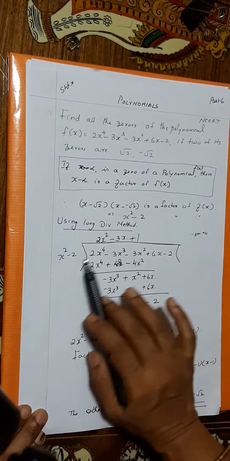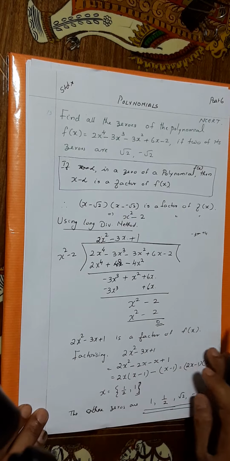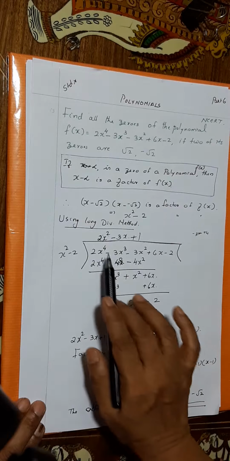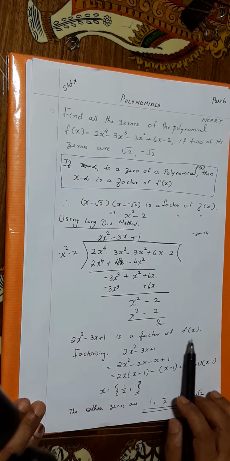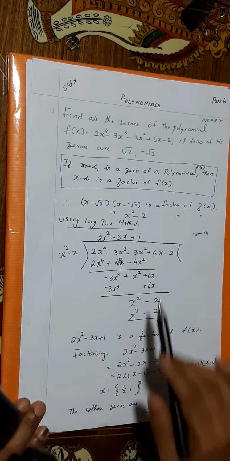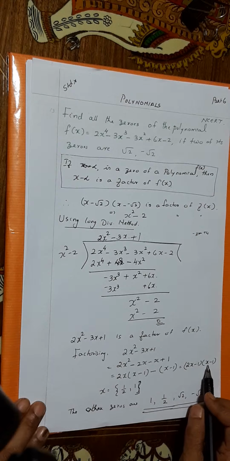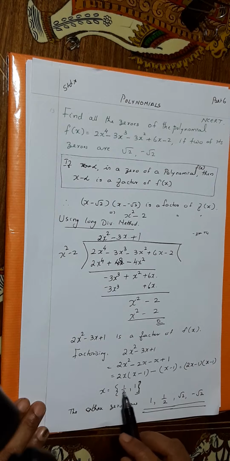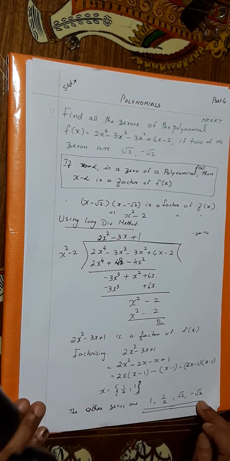And again, doing the long division method, try to do it on your own and check whether you have got the correct answer. So this is the quotient that you get and your remainder is 0. So this is a factor of f(x), and now factorizing, you will get 2x minus 1 into x minus 1. So equating it to 0, you will get the value of x is equal to half and 1. So the zeros are 1, half, then root 2 and minus root 2.